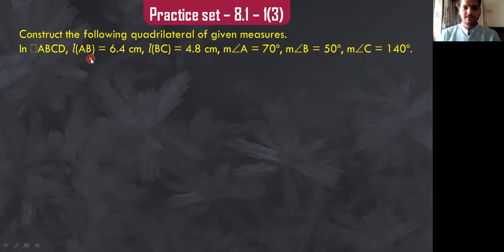Measure of angle A is 70 degrees. Measure of angle B is 50 degrees. And measure of angle C is 140 degrees. Now, first of all, which side should be considered as the base? You can consider AB as a base because we have the measure of angles A and B, for easy purpose. We can also consider segment BC as a base because we have the measure of angles B and C also, right? So it's your wish which side you want to take as a base. As of now, we will consider AB as a base.